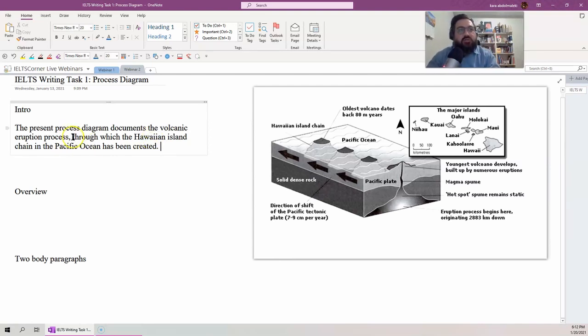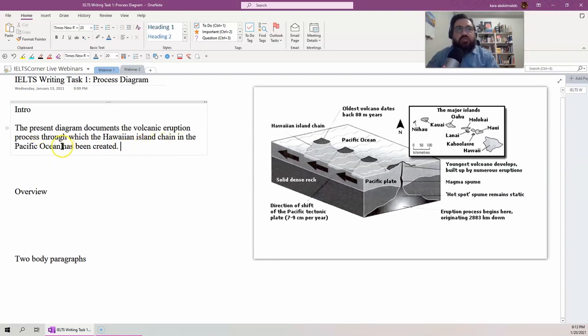Now let's take a look and see if this is restrictive or non-restrictive. The present process diagram documents the volcanic eruption process. This is two processes, so let's delete this one. Documents the volcanic eruption process. Yeah, this is restrictive, so no comma. Now, although usually with restrictive we use that, here, because we have through, we can't use through that, so we have to use through which, but it still remains restrictive, so no comma. Through which the Hawaiian chain in the Pacific Ocean has been created.